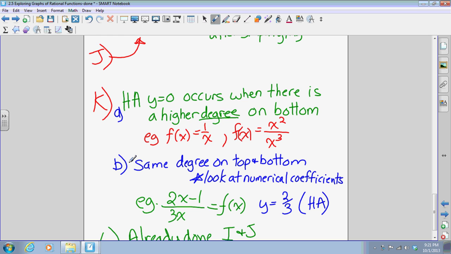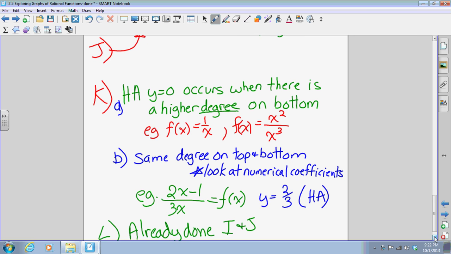What happens when we are looking for the second part? We have the same degree on the top and the bottom. So for a horizontal asymptote, you take a look at the numerical coefficients. So again, you've got 2 over 3. If you try graphing this, ladies and gentlemen, look for the horizontal asymptote, and it'll be at 2/3. Otherwise, if there's a higher degree on the bottom, it's going to be y equals 0. But if they're of the same degree, then it's going to be that value, whatever the coefficients are.